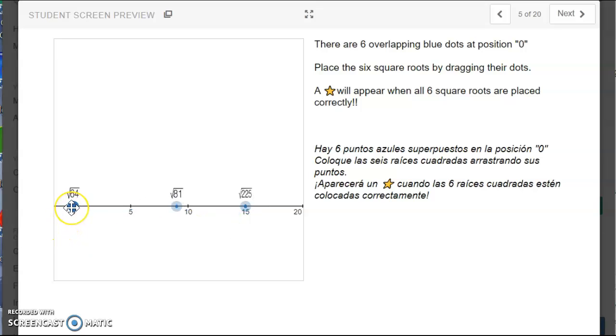Okay, 64. 8 times 8 is 64, and so on. Okay, please finish this yourself.